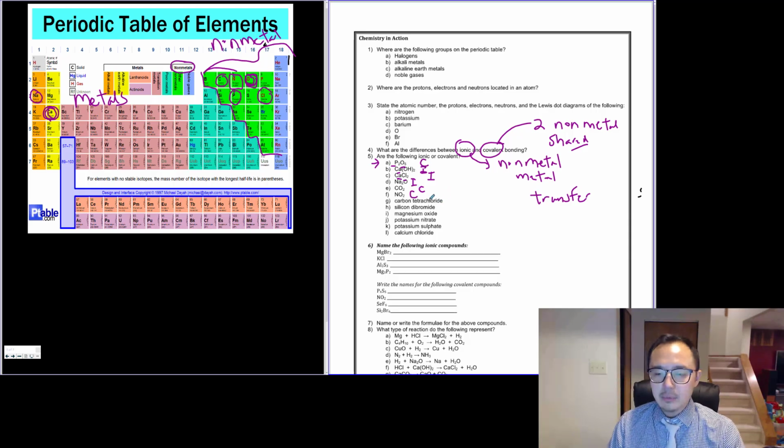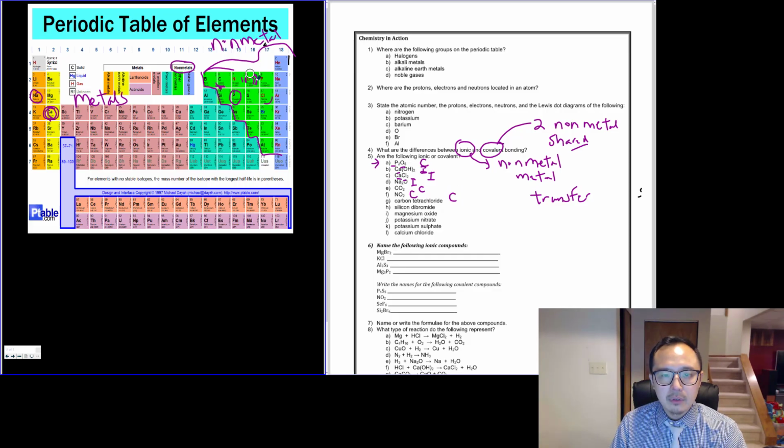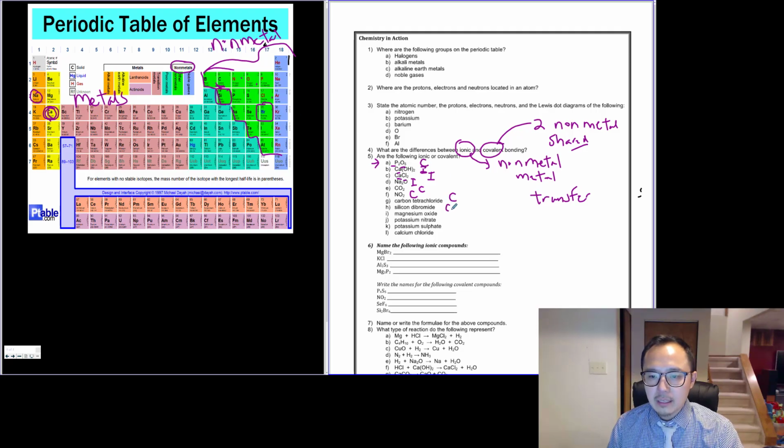Moving on to G, these ones are in your name, so carbon tetrachloride. So looking at this, you have carbon and chloride. Both of these are on the non-metal side, so this is going to be covalent. So let me just erase these so that you don't get confused over this. And then the letter H, we have silicon dibromide. So silicon is number 14, bromine is 35, so because you have two on the non-metal side, this is your covalent.